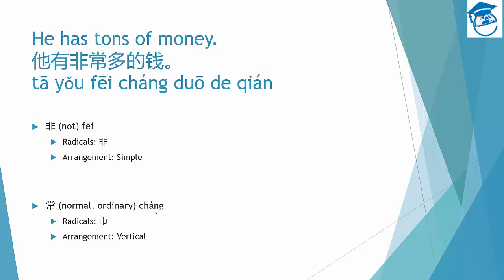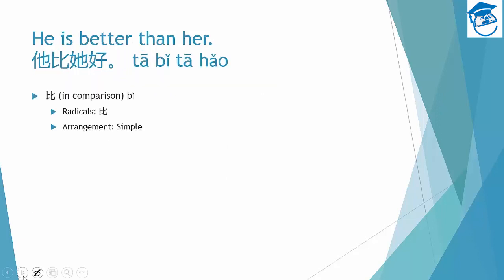This is the pinyin, and the radical is what's on the bottom there. The arrangement is vertical. Okay, so here's how to write 常. 一二三四五六七八九十11. 11 strokes.